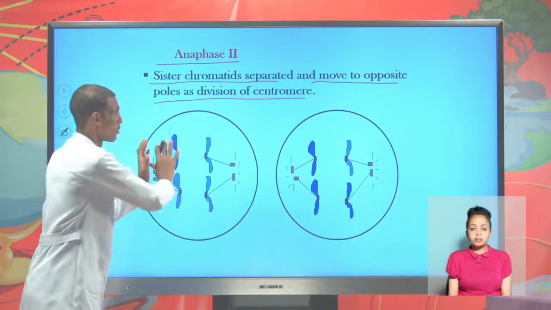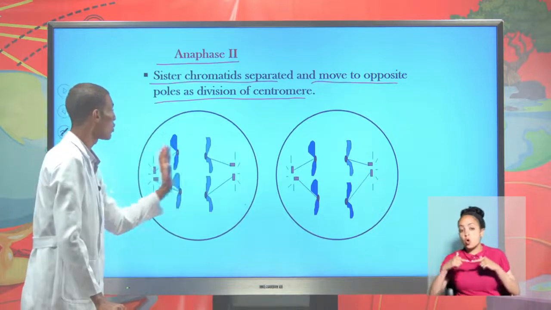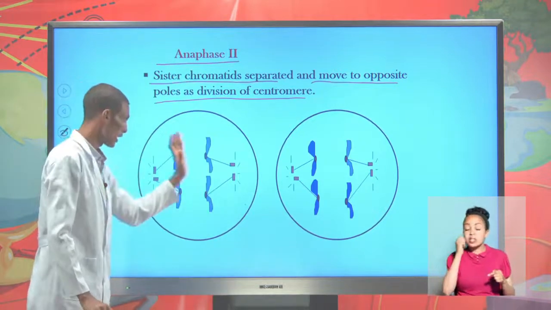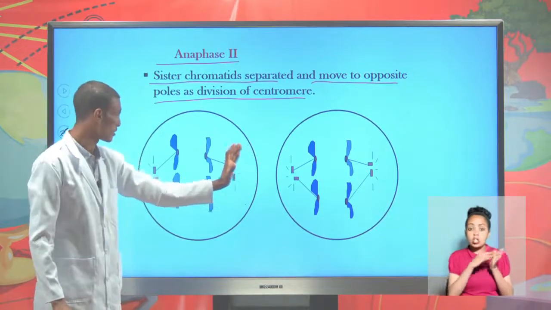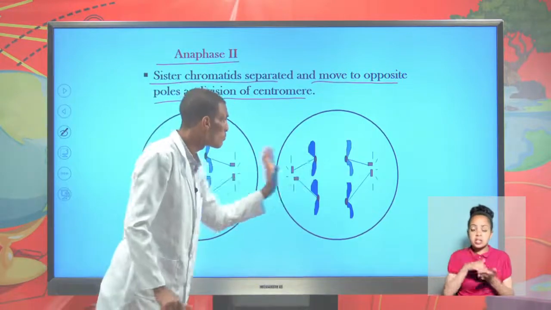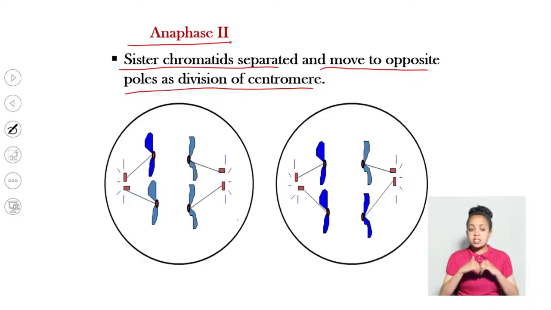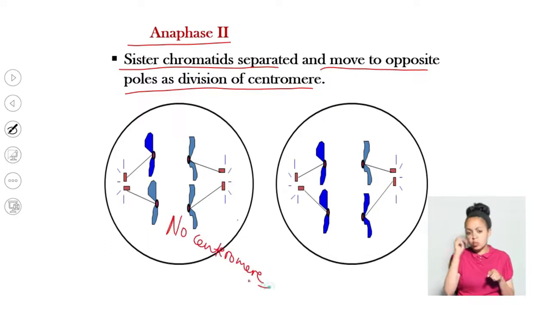Here, the only thing that can move to the opposite pole is the sister chromatid. The copy moves in one direction, the original in another direction, and again they separate from each other. Separation of sister chromatids is found here because there is division of the centromere. The only stage of centromere division is anaphase II.